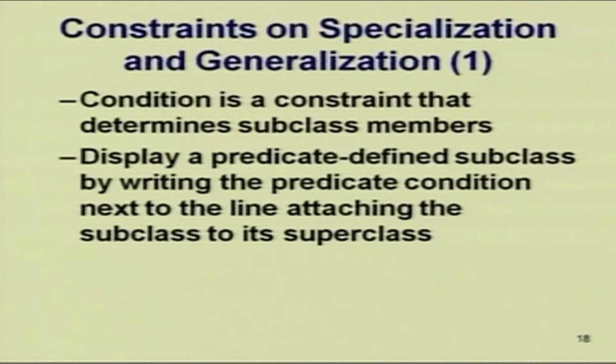This is what we are trying to say, and we can display the predicate defined subclass by writing the predicate condition next to the line which connects the subclass to the superclass. This is a similar concept that we have seen before, but the only thing is we are putting the condition which determines the subclasses, that if the entity is this type, it belongs here.